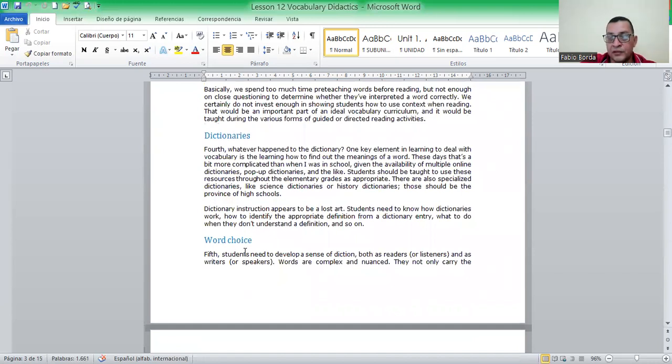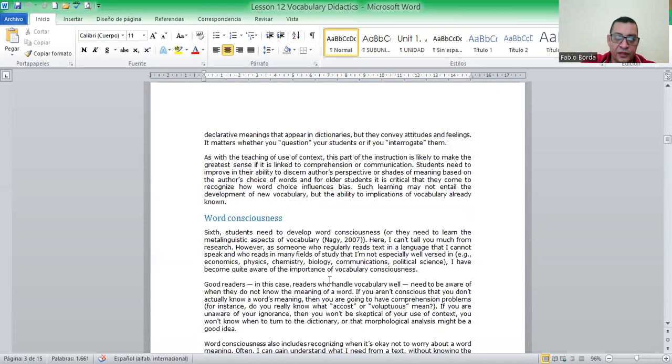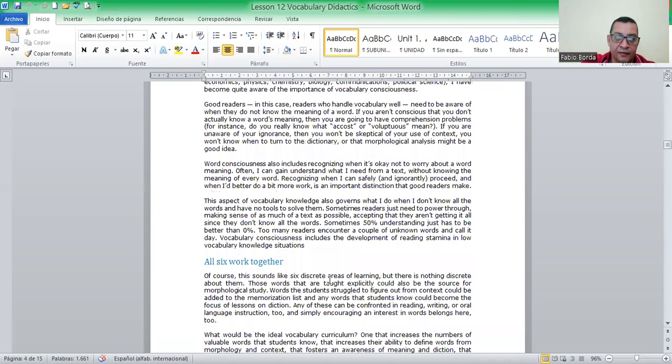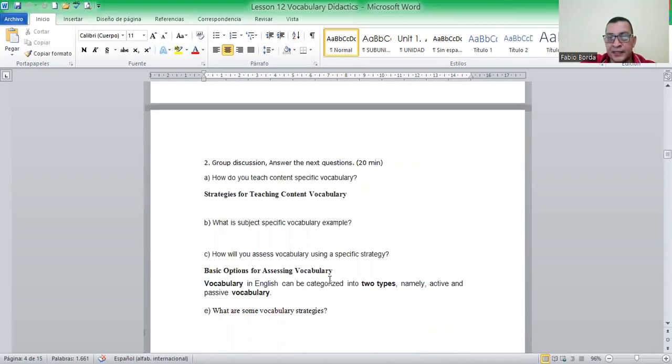look for different words that you don't know the meaning of, or maybe you need to change the way that you're looking for some meaning, for example, guessing by context, or maybe using other tools, for example, the internet or monolingual dictionaries, word choice, consciousness, all six work together. Here there is a list of questions.